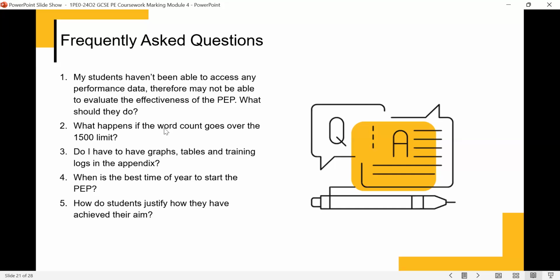Sorry, can you please repeat the implication of going over the word count? Okay, so it's the teacher's responsibility. That's what it says in the JCQ regulations. So it is the teacher assessor's responsibility to ensure that students stay within that word count. If they don't, then that will affect strand 5, the coherence and structure of the PEP.